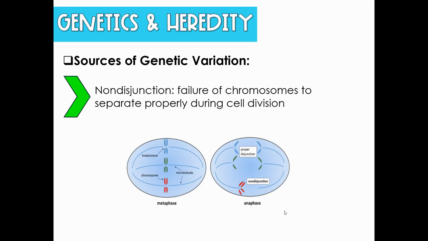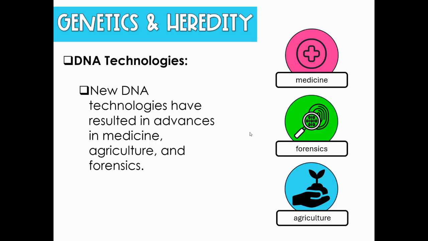You can also have something called non-disjunction. So what's going to happen here is the chromosomes are going to fail to separate properly during cell division. This can happen during mitosis or meiosis. A lot of times this will happen in the transition from metaphase to anaphase. So the chromosomes are supposed to be pulled apart. Occasionally, the spindle fibers won't attach properly, and this creates non-disjunction. So you'll wind up with daughter cells that have too few or too many chromosomes in them, and so that's just an example of non-disjunction.